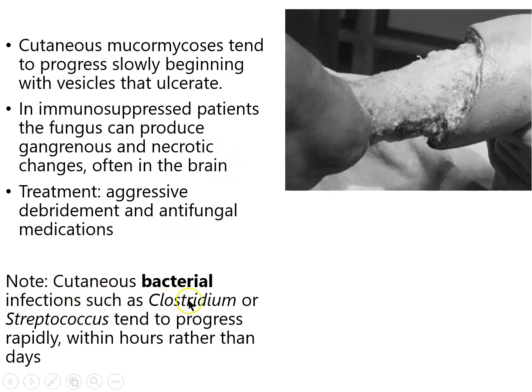Bacterial gangrene would be caused by Clostridium or Streptococcus, and these are gram-positive bacteria that you could attack with the penicillins or other antibiotics, whereas Mucormycetes would need powerful antifungals. So it just works out that the worst picture in these slides is where I'm going to end this video, and that's the end of the fungi.